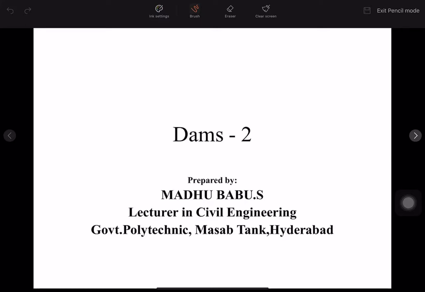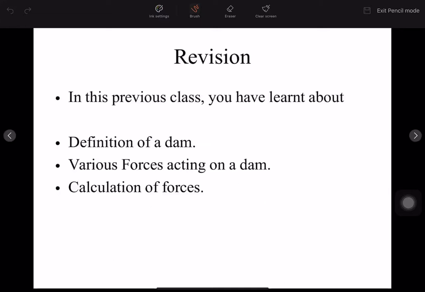Today we'll discuss the second part of the dams chapter of the theory of structures subject. So before going into the lecture, we will first revise our previous class topics.